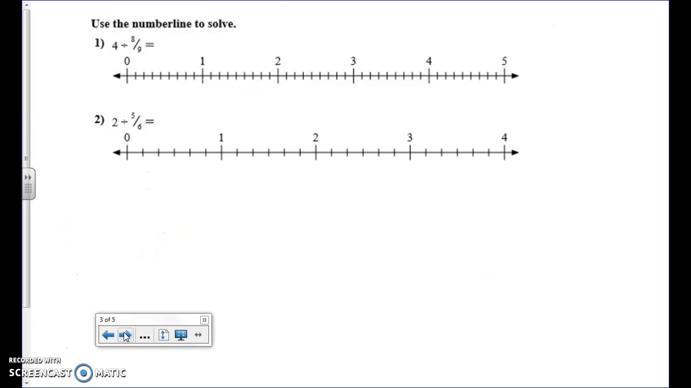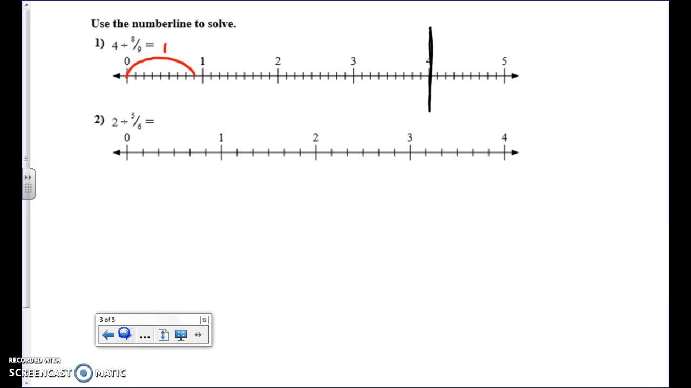Then I want to model on a number line, and this is the tricky one here. Most of your problems will work out nice and evenly, but some of them don't. And so what I'm going to do is think like this. I want to divide 4 by 8/9, meaning I want to see how many 8/9 will fit into 4. So I need to start marking off 8/9 until I make it all the way to 4. So my first 8/9 would be from here to here. That's 1 8/9 right there. So there's 1 time the 8/9 fits into 4.